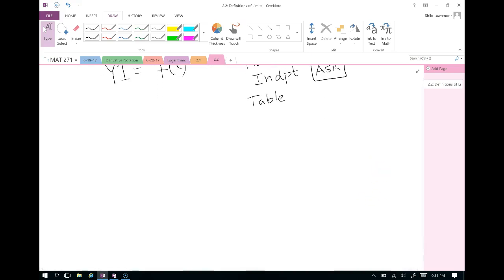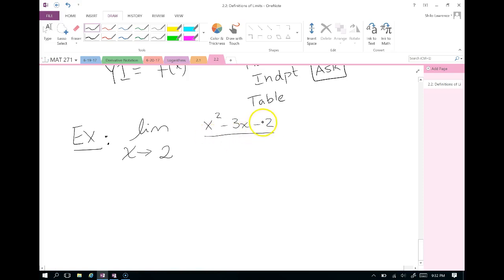So let's actually do an example of this. I didn't have a function for that one. And this is going to be one that we can't necessarily just plug our number into to see the answer. We have to look at the numbers around it to figure it out. So we're going to do the limit as x approaches 2 for x squared minus 3x plus 2, all over x minus 2. So for this function, x squared minus 3x plus 2 over x minus 2, this is our f of x.